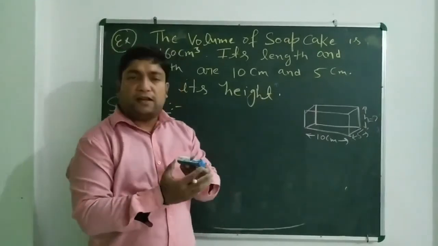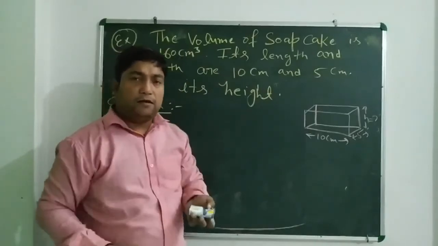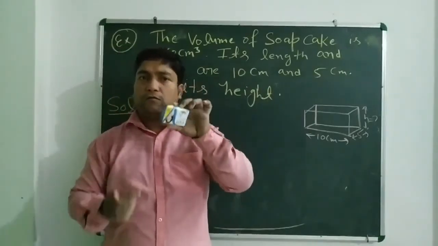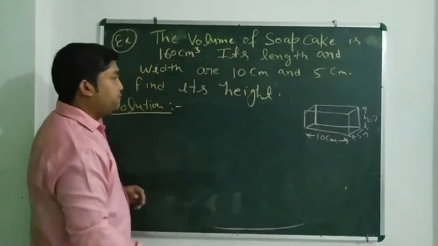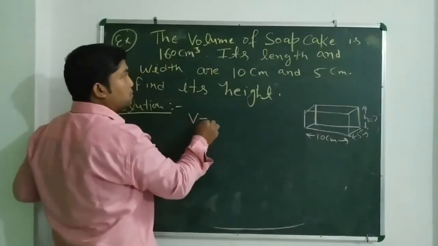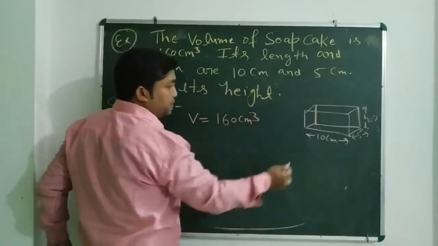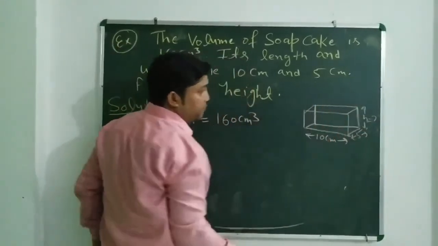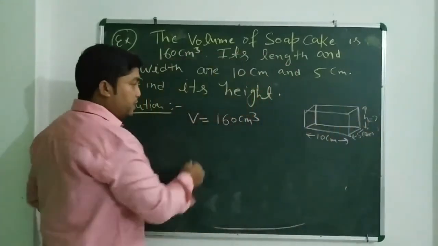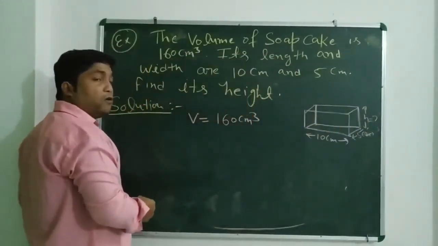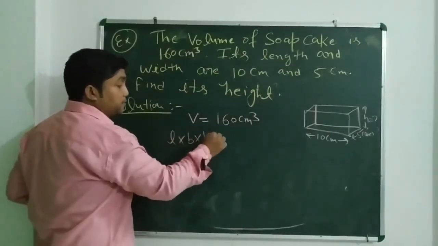Okay, we have given the length and the breadth. We have to find the height. One more thing is the given volume. It means the volume of this soap is 160 centimeter cube. We have seen 10 centimeter, 5 centimeter, and the height we have to find. And we know that the formula of the volume is length times breadth times height.